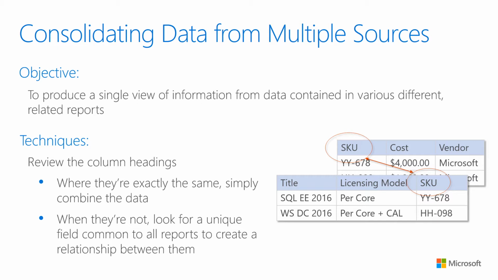The structure isn't the same, so I can't combine them. But you can see here there's a common field, the SKU. That's unique as well. The same SKU doesn't apply to different titles or vendors, for example. So in this case, I could create a relationship between these two reports based on the SKU field to create a final consolidated report of all information.